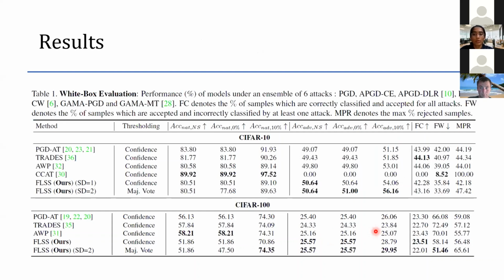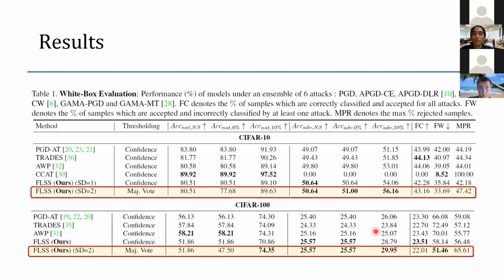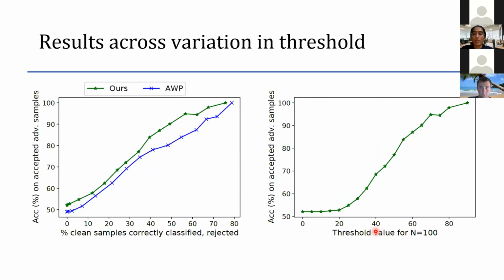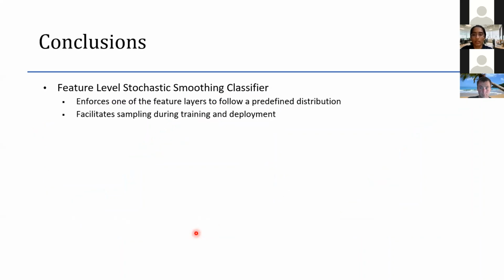Using the proposed approach, we achieve significant improvement over the baselines on CIFAR 10 and CIFAR 100 datasets. By varying the rejection threshold, we can achieve the required trade-off between boost in accuracy and the percentage of clean samples that are correctly classified and rejected. We achieve improved results over baseline across a wide range of threshold values.